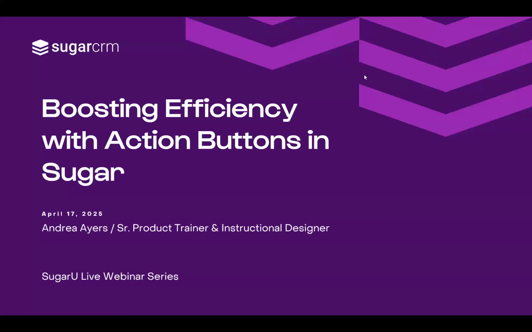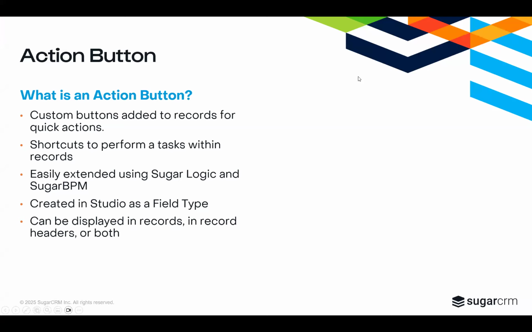So just to start off, for those of us that are newbies, an action button is a custom button that you, by the way, don't have to know how to write code in order to create, that you can create within Studio that provides some kind of shortcut. So it's supposed to keep you from leaving a particular record to go do a task. You can do it right there within the record itself.